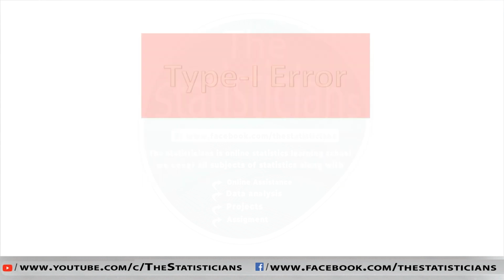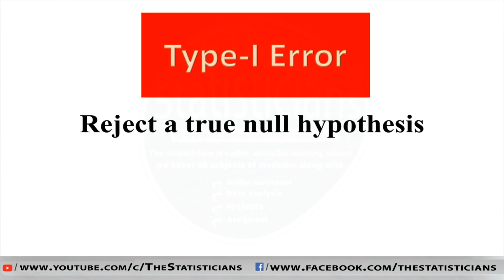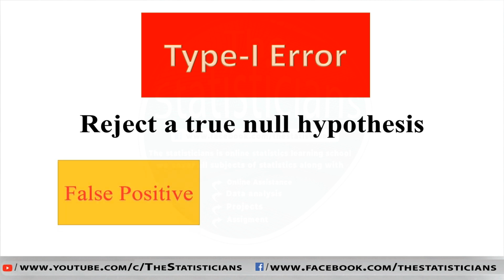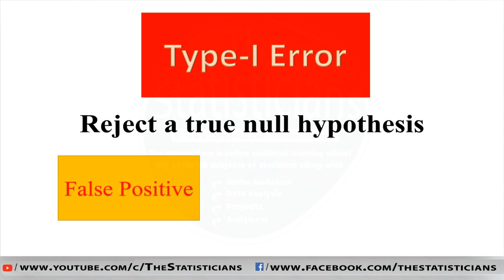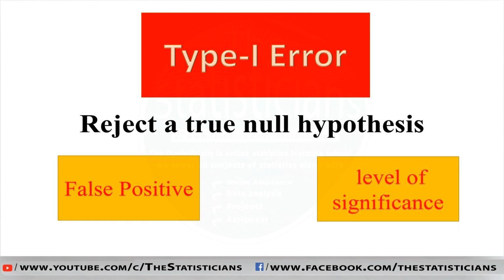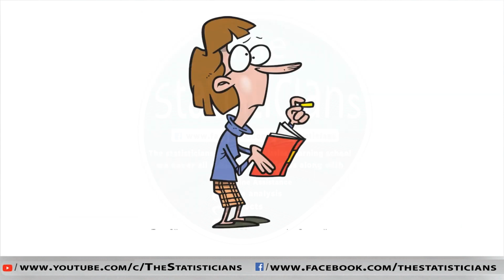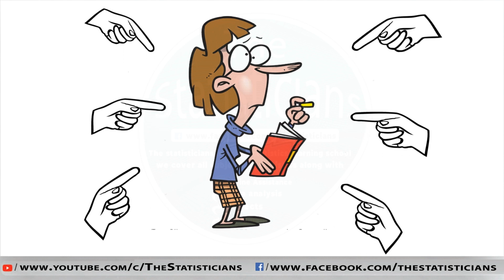Type 1 error is when you reject a true null hypothesis and is the more serious error. It is also called a false positive. The probability of making this error is alpha, the level of significance. Since the researcher chooses the alpha, the responsibility of making this error lies entirely on the researcher.